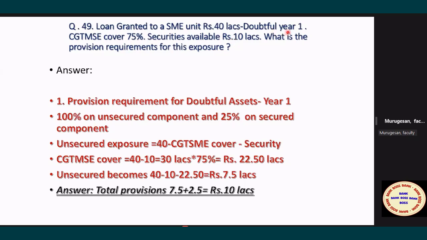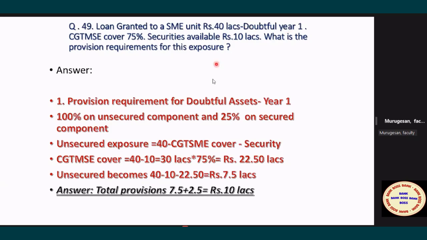Doubtful year 1 means remember the rule. What is the rule? Unsecured always will be provided 100%. The secured component, security, also will be provided at the rate of 25%. What is the 25%? By selling the security, you may suffer a loss of 25%. 75% only you may realize the value. That's the meaning. So the 25% likely loss you have to provide.